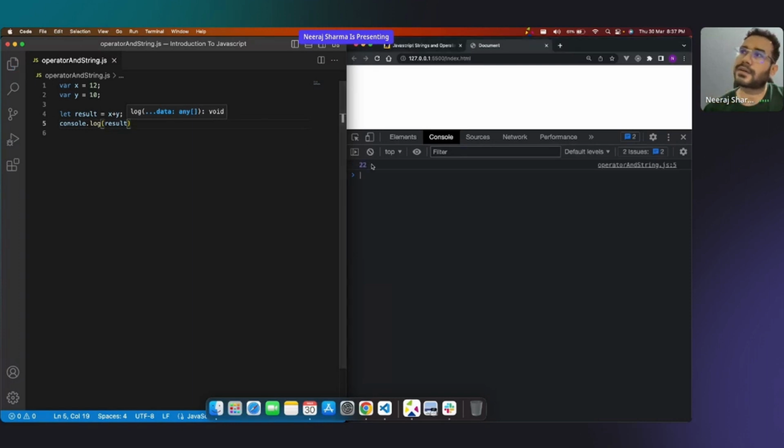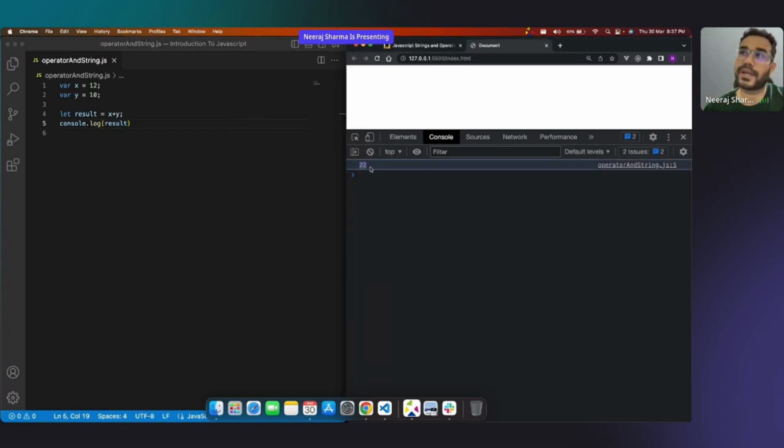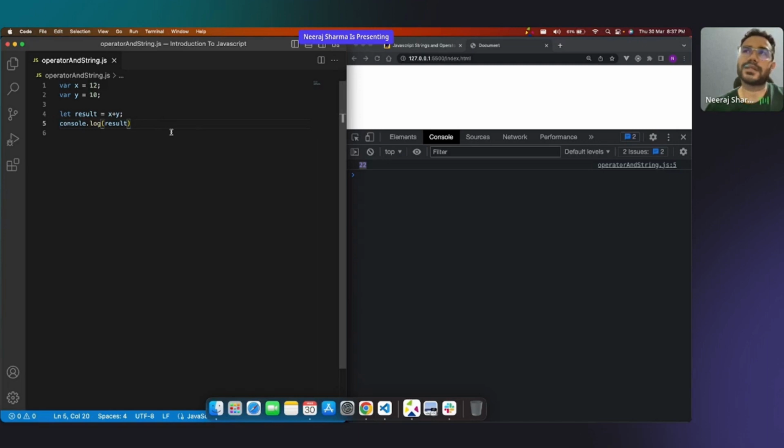That is why when I run this, what do we see on the screen? 22. Why? 12 plus 10 is 22. This is one way. Now instead of plus, if I say star, that is multiply, the same thing we have in math. If I say slash, that is division. I got 1.2. Similarly, if I say percentage, percentage is not divide, percentage is modulo. So I got 2.